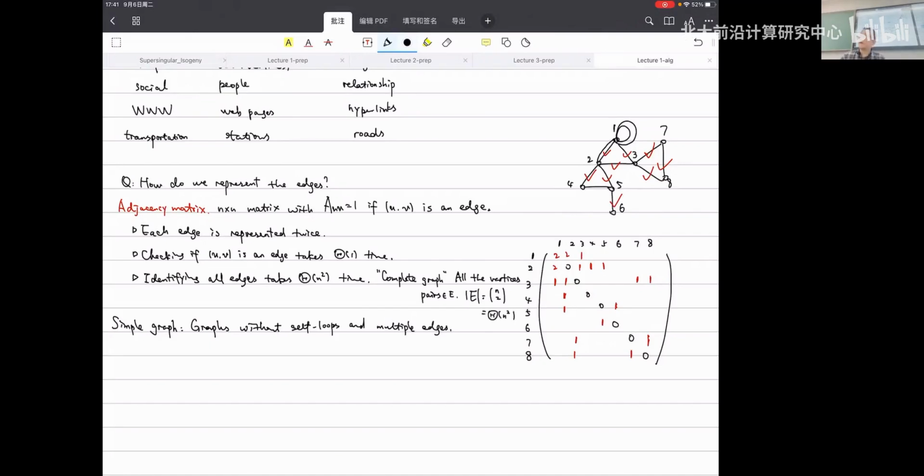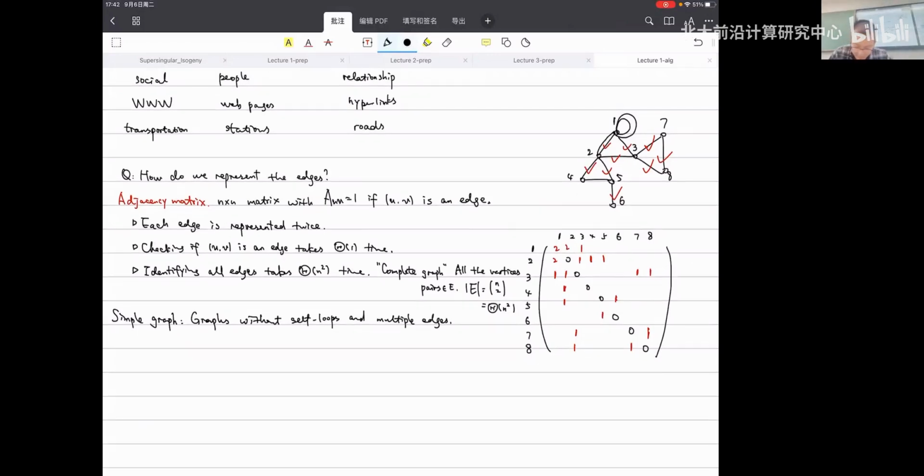But there are also many sparse graphs. I mean, there are a lot of graphs where there are not a lot of edges. And in general, identifying all edges takes theta n squared time, because you need to really read into this matrix. For instance, you can probably only need to look at one side, maybe like this triangle.